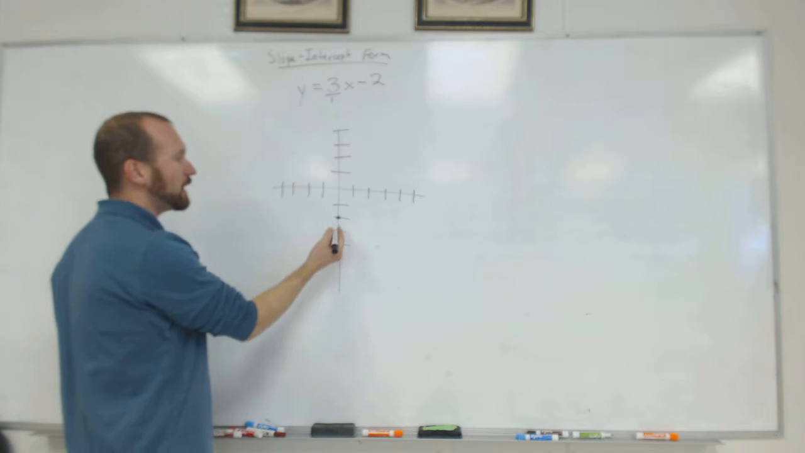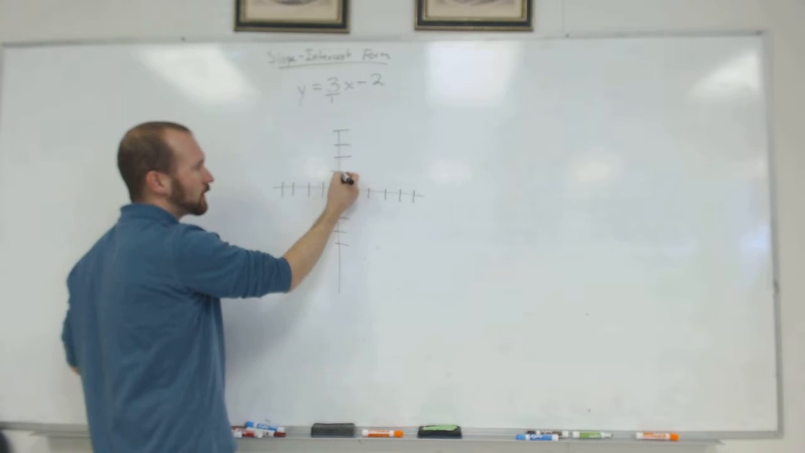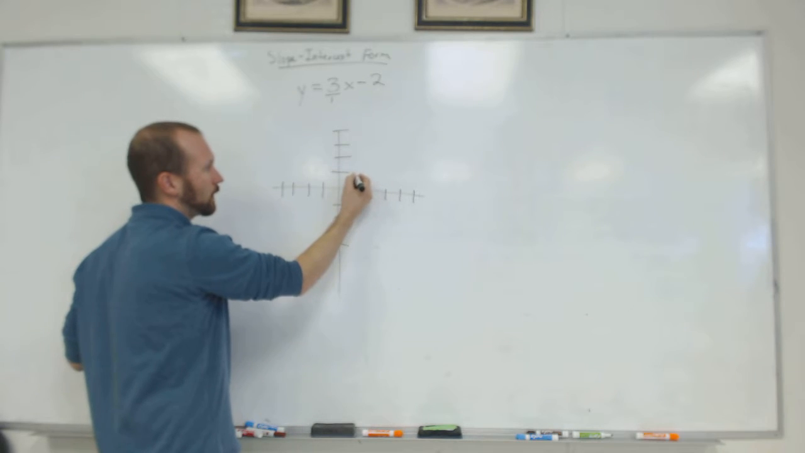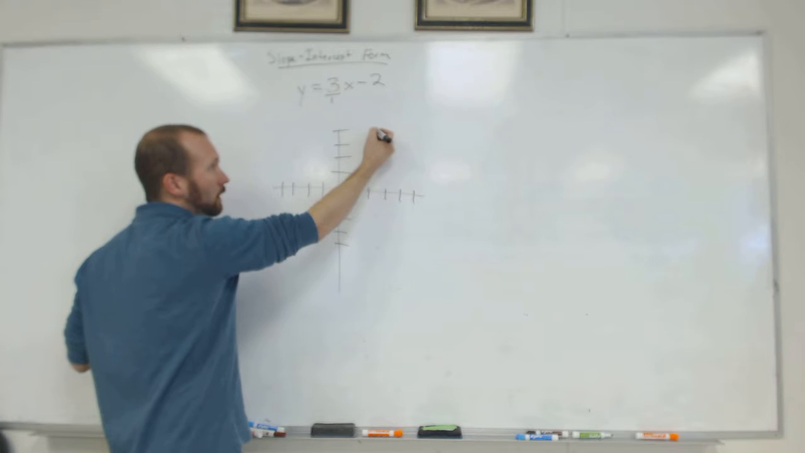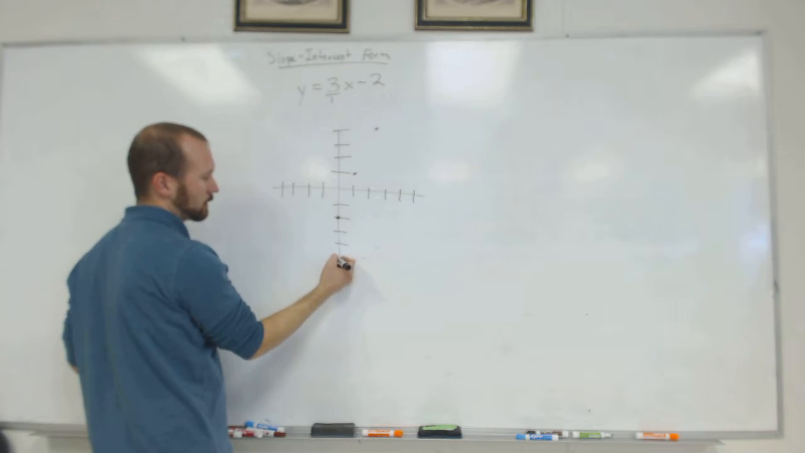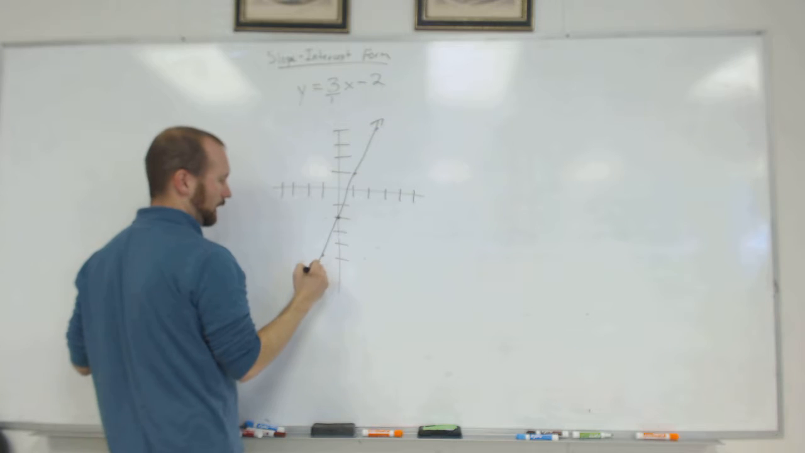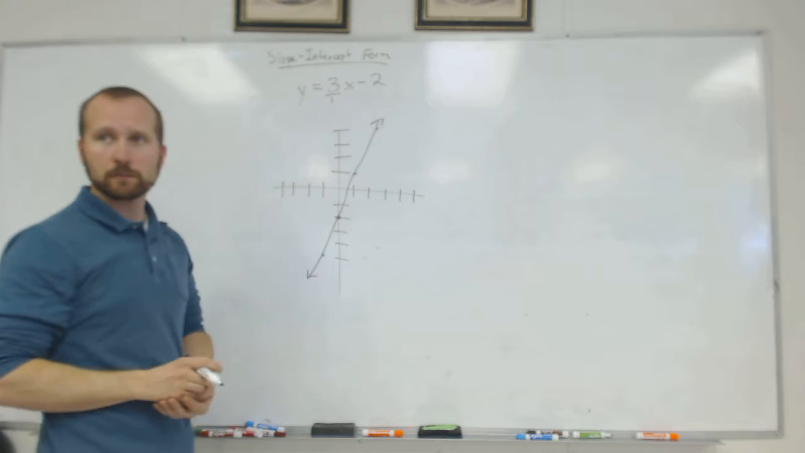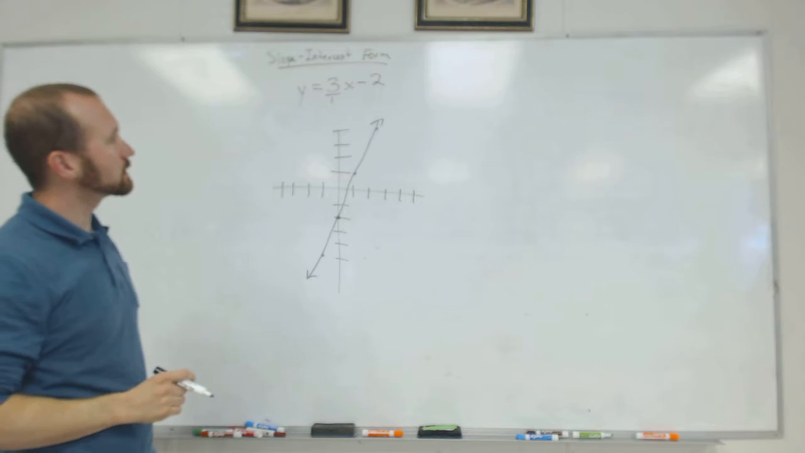So how am I going to find my next point? I'm going to go up 3, 1, 2, 3, over 1. Or I could go down 3, backward. And I'm going to see that this gives me a pretty steep line. Oh no, it's steep. I can't walk up that. Right? A steep positive slope.